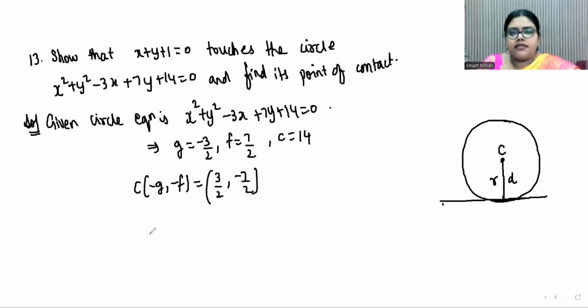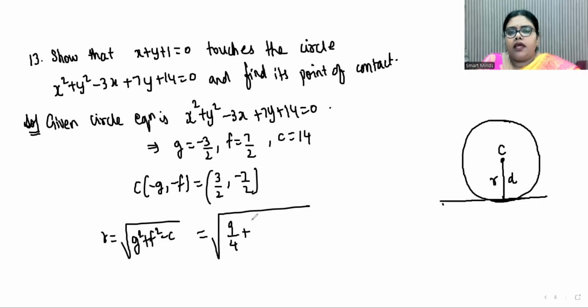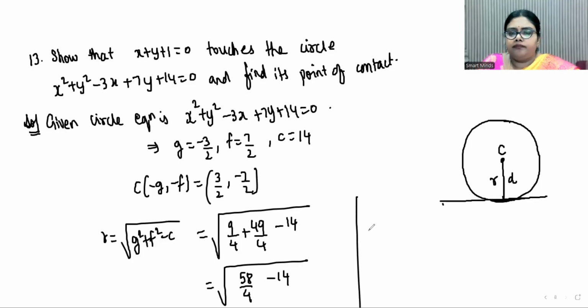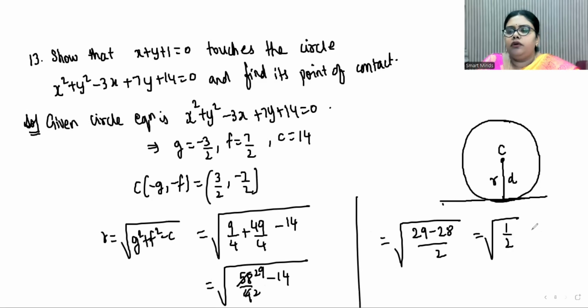Now after finding the center, we will find out the radius. Radius is root over g square plus f square minus c. That is root over g square is 9 by 4, f square is 49 by 4, minus 14. That is root over 58 by 4 minus 14. 2 2s are 4, 2 29s are 58. So if you take the LCM, 29 minus 28 by 2, that is root over 1 by 2, which can also be written as 1 by root 2. So you got radius as 1 by root 2.